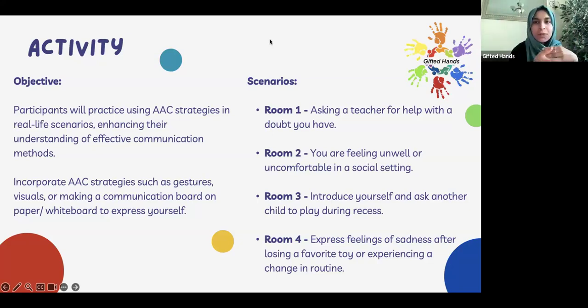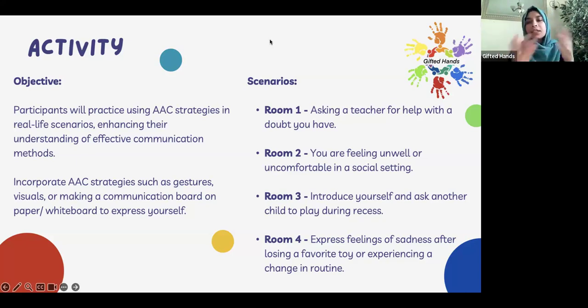You come across a non-verbal child and you see the child is struggling to ask the teacher for help with a doubt he or she has, right? So you can think of strategies that will help this child achieve this challenge of theirs and also foster their independence and confidence.